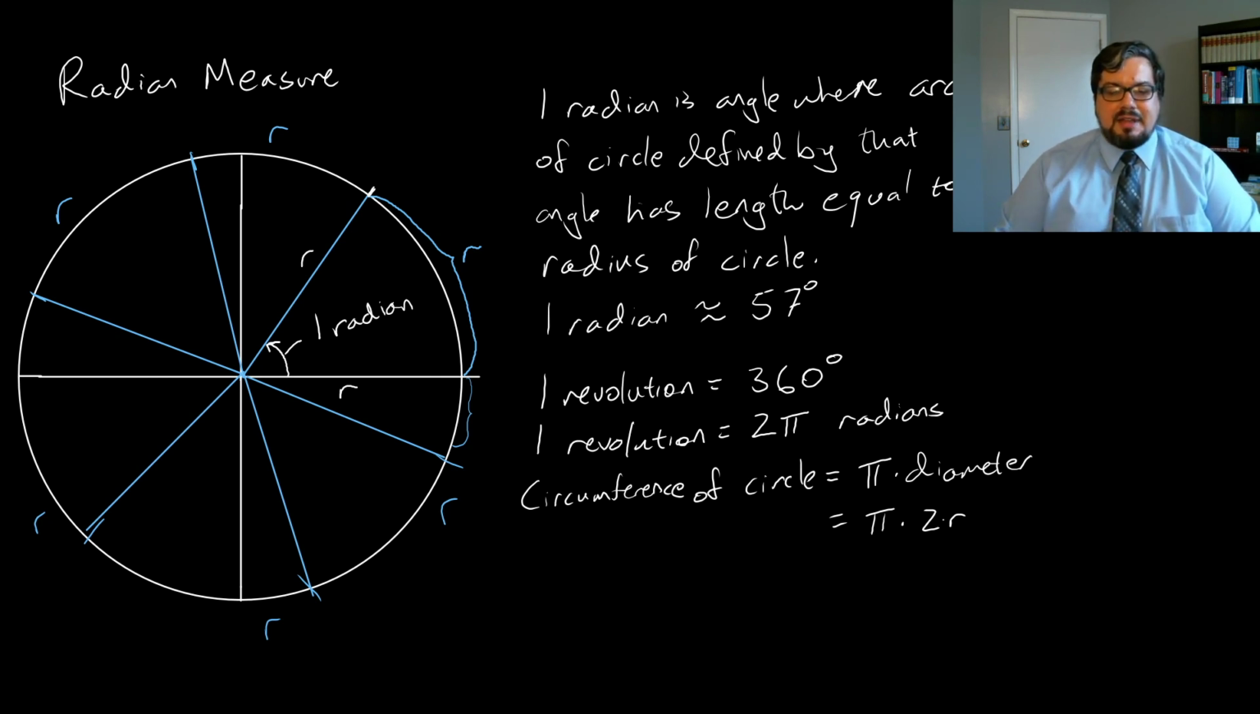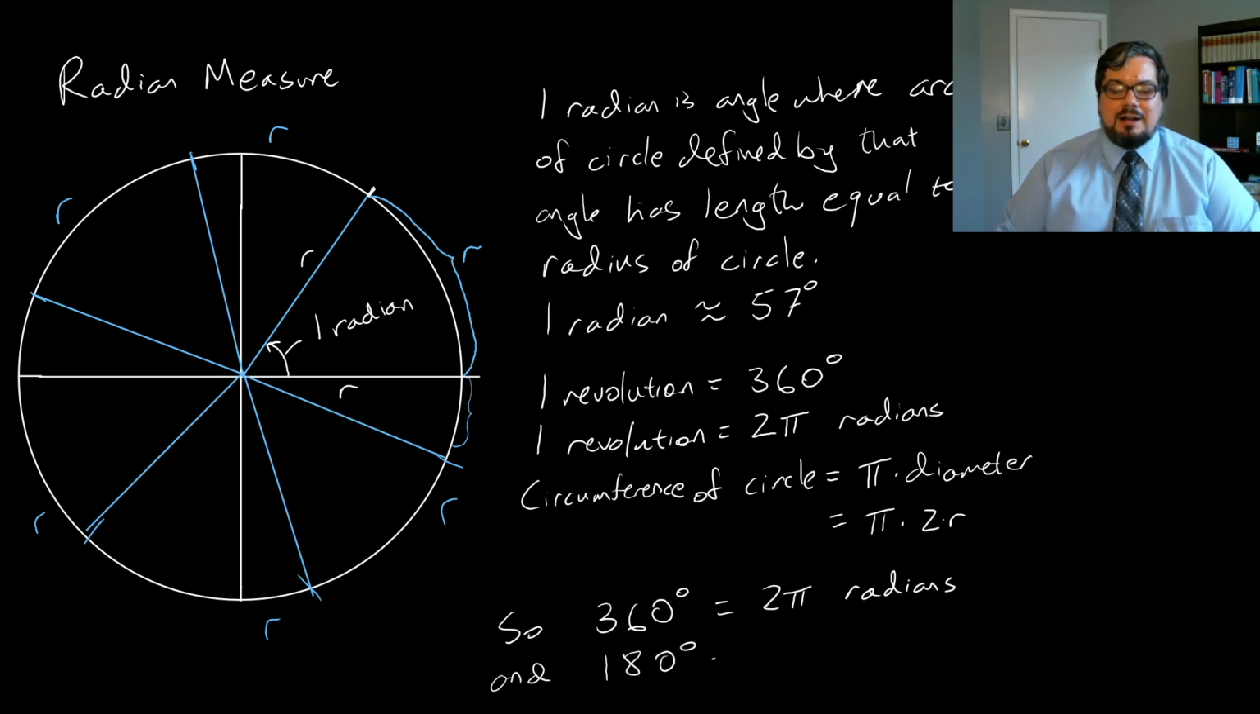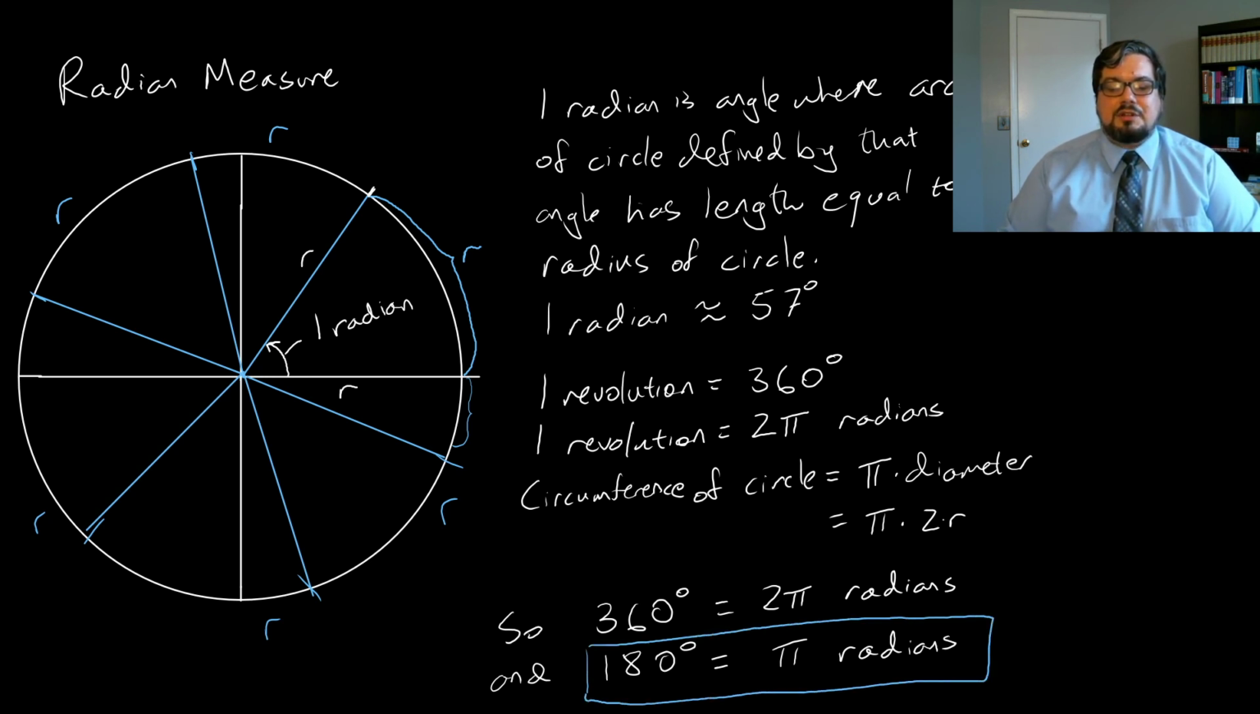So that means that 360 degrees is the same as 2 pi radians. Or, as we more commonly use, this means that 180 degrees is equal to pi radians. This conversion factor, 180 degrees is pi radians, allows us to convert back and forth between radian measure and degree measure for any angle that we want, as long as we have its measure in one of these measurements.